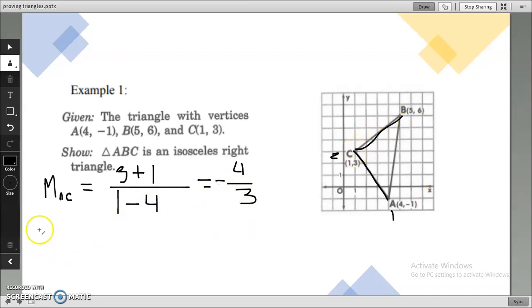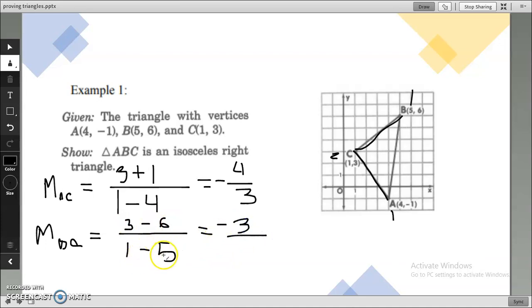All right, now I'll check the slope of B to C. Because of the way I named it, B is my first point and C is still my second point. So that's 3 minus 6 over 1 minus 5. 3 minus 6 is -3, and 1 minus 5 is -4. Negative divided by negative turns into positive, so it's 3/4. So these are negative reciprocals, which means this is definitely a right angle. So far it's a right triangle.